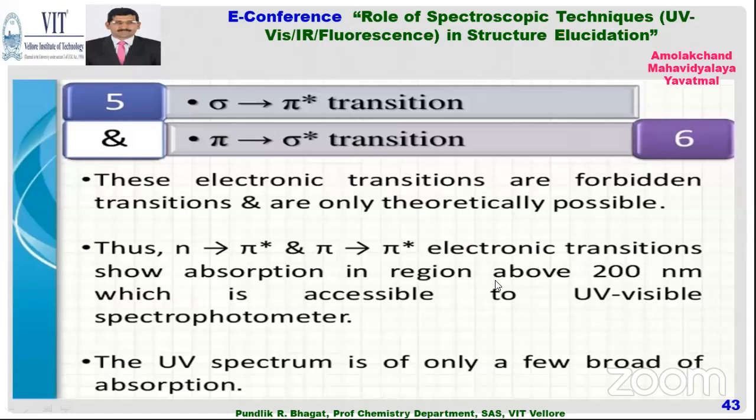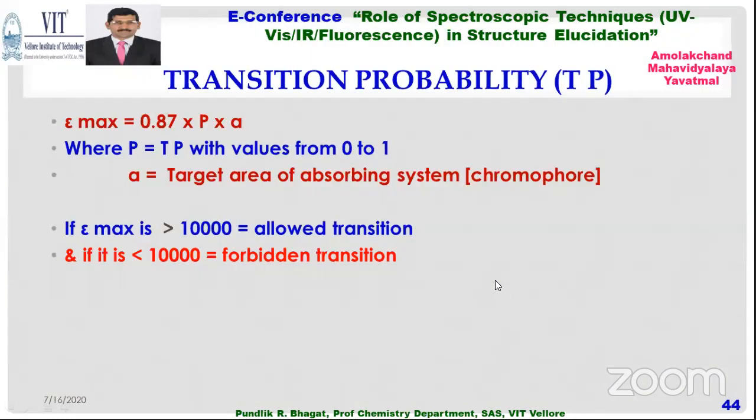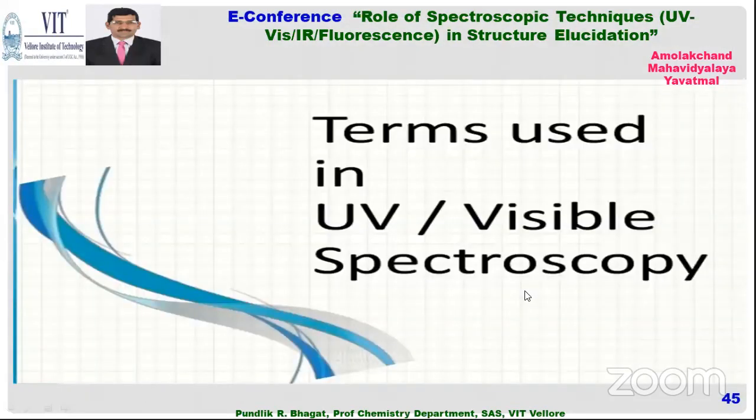So here I have shown which transition is possible. So this is the constant factor 0.87 into P into A, where P is the transition probability with values 0 to 1, and A is the target area of the absorbing system, that is the chromophore. So if the extinction coefficient is more than 10,000, then we can say the transition is allowed. While if it is less than 10,000, then the transition may not be detected and it is forbidden.